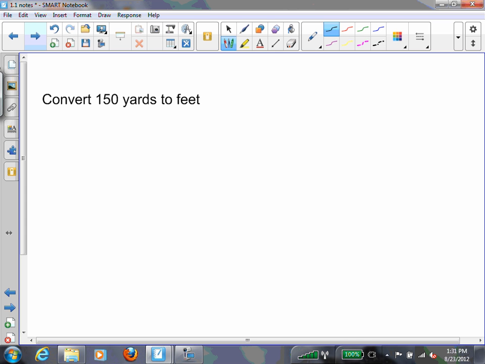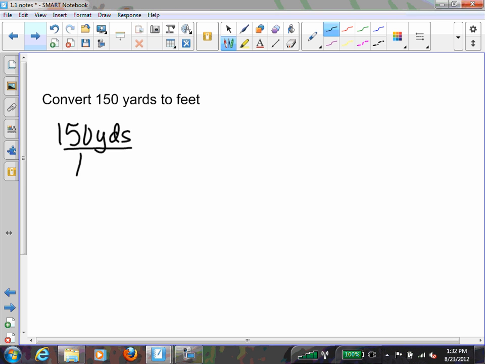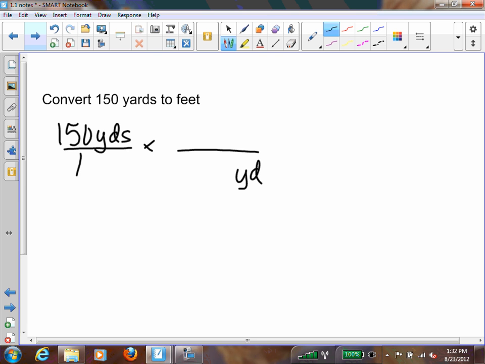All right, convert 150 yards to feet. This is an easier one because there's just one unit involved, right? It's not distance and time, it's just distance. So we say 150 yards. What we're converting, we put over 1. All right, so let's think. I want to get rid of yards. So where does yards, the unit, going to be placed in my second fraction? Where do you think? Casey? The denominator, right? It's got to be at the diagonal from it.